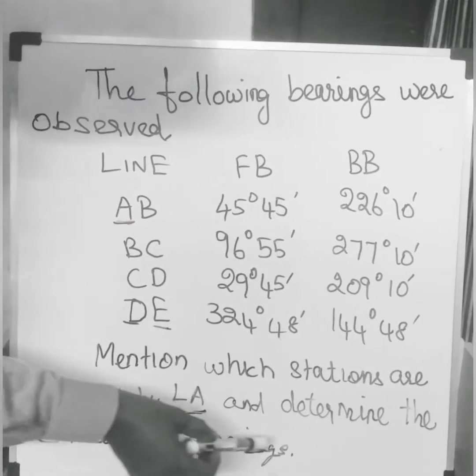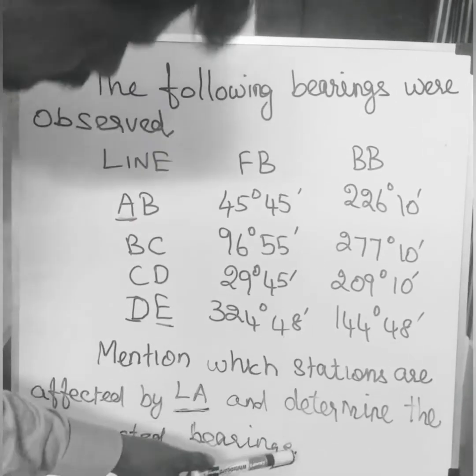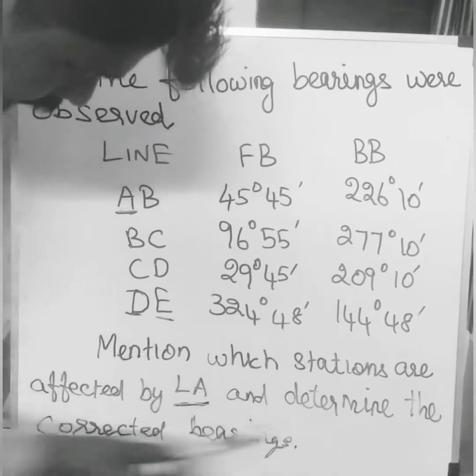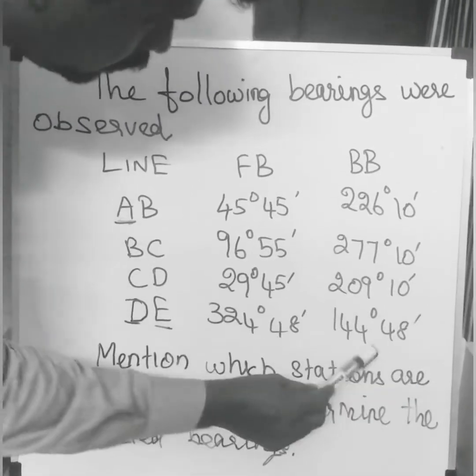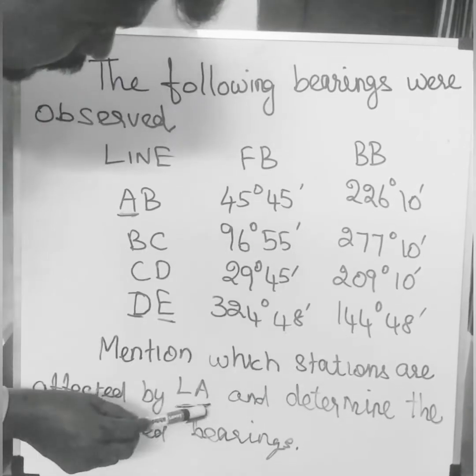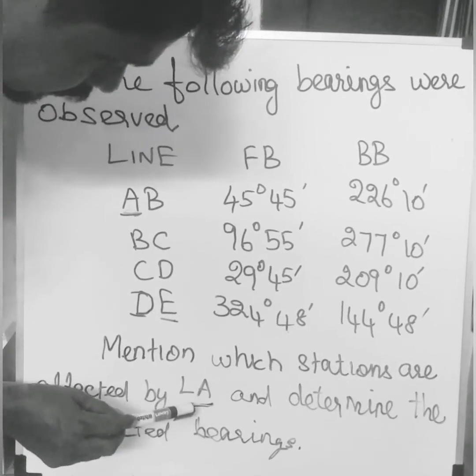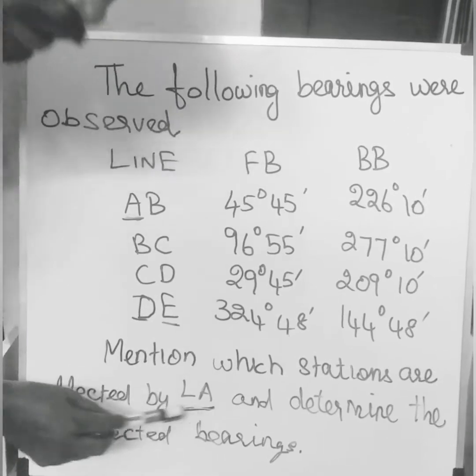So the requirement here is to determine the corrected bearings. These observations are not correct because they are affected by the local attraction error. From the given problem, by using the observed fore bearing and back bearing, we can draw the network of this open traverse.